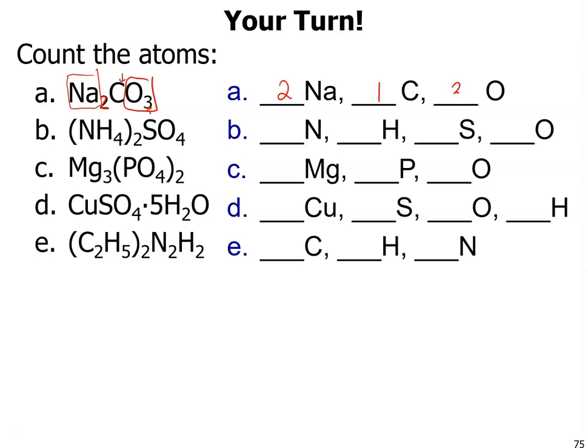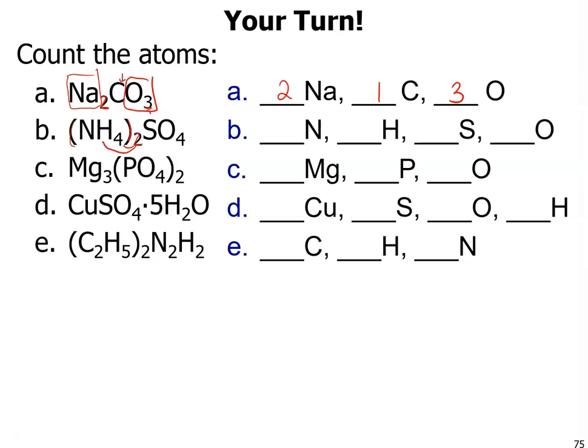There are 3 of those. So that's pretty easy, that one. B is a little more tricky because now we have brackets and subscripts. And remember, it's just like a mathematical equation. We have to multiply through that bracket with everything in there.